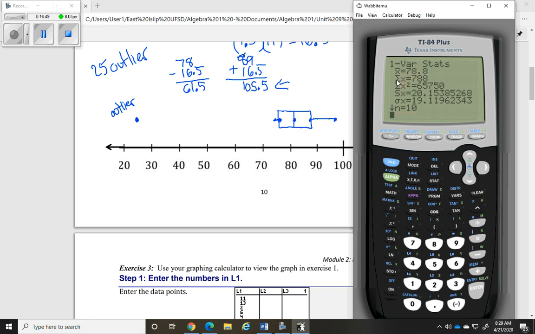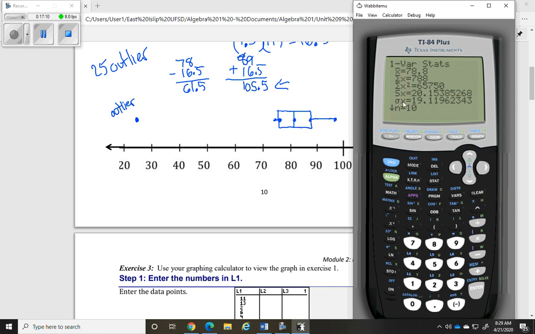You've seen me wear a shirt before with this symbol here. It stands for the sum of the numbers. The sum of all 10 numbers that I entered is 788. This is the sum of the numbers squared. This stands for standard deviation. We will get to that in this unit, but we're not there yet.